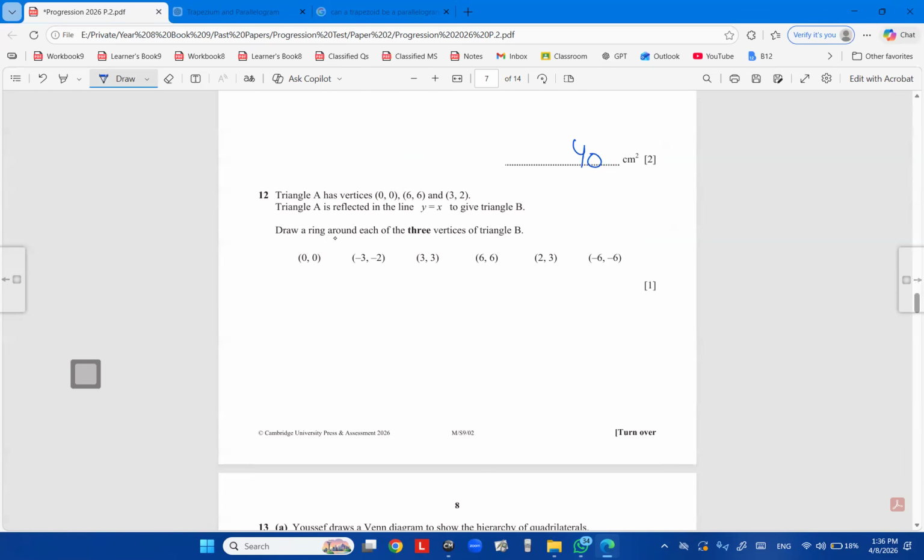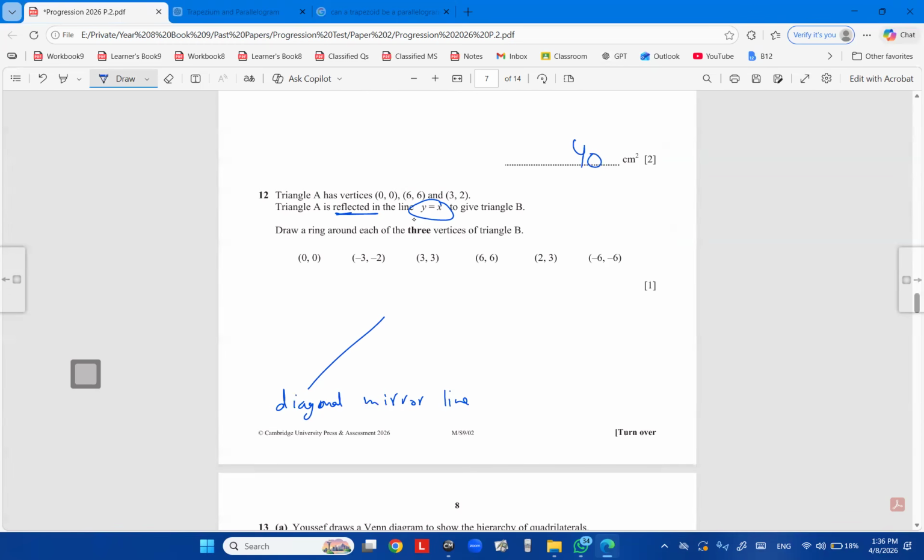Question 12. Draw a ring around each of the 3 vertices of triangle B after reflection in the line y equals x. So the reflection that happened over here is y equals x. Y equals x means it's a diagonal mirror line.